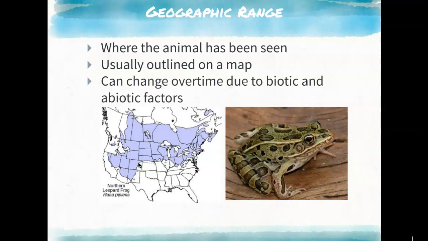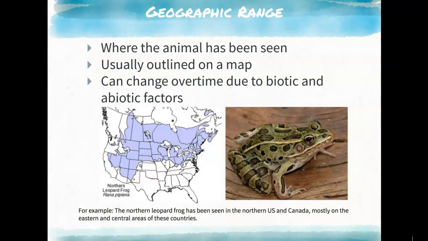Depending on the time period, sometimes the range can change due to abiotic, non-living, or biotic, living, factors. Biotic would be things that they eat, like plants or animals in the area that they have access to. And abiotic would be like the amount of sunlight or amount of water or something like that. So when we're looking at the northern leopard frog's geographic range, we see it in the purple.